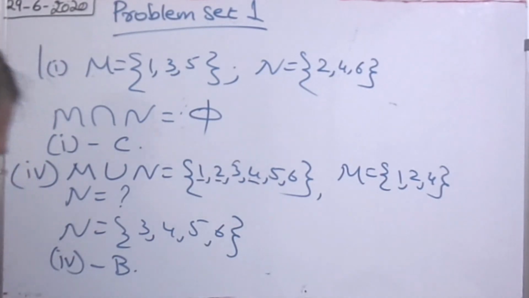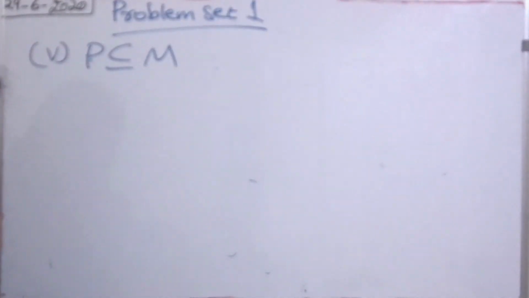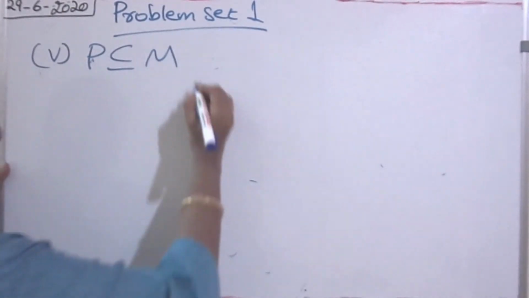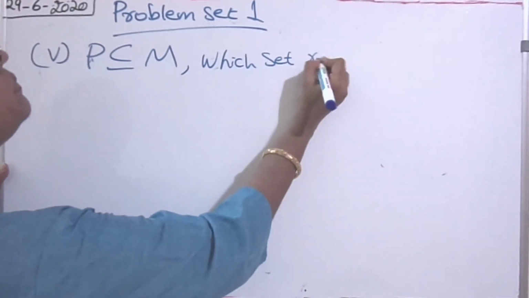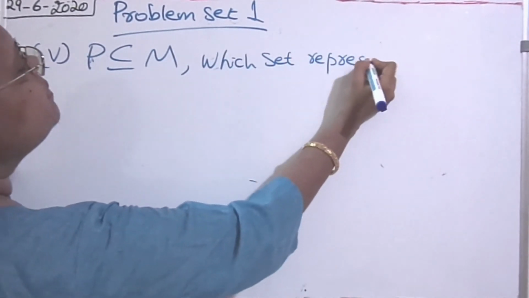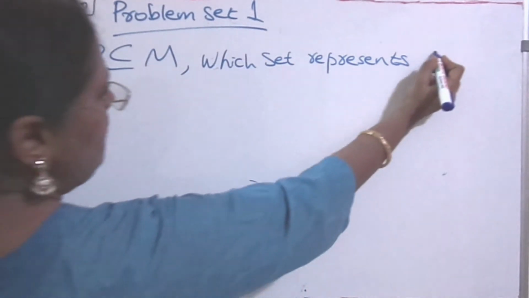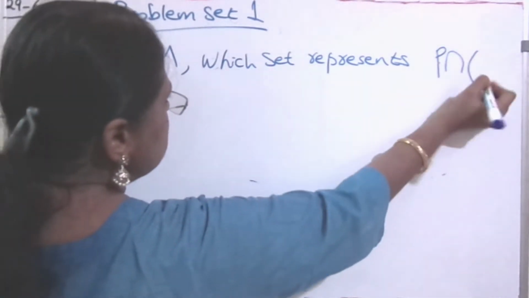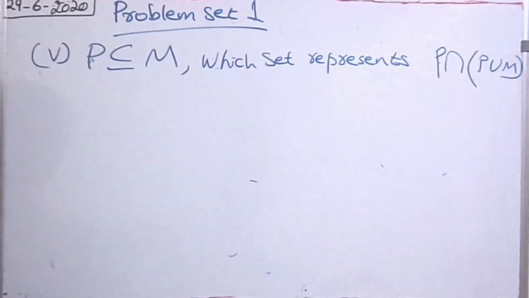Shall I rub now? No, question number 5, sorry. P is a subset of M. Then which of the following sets represents P intersection P union M? You want to find out this.